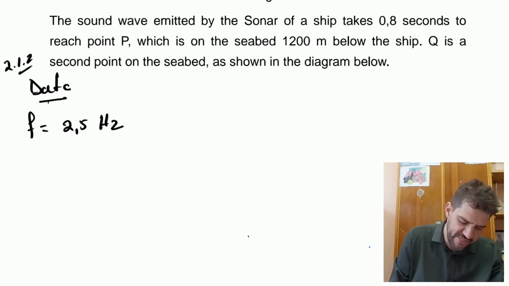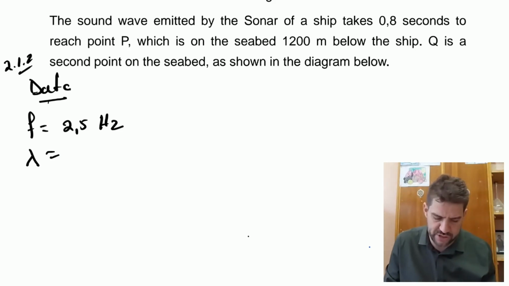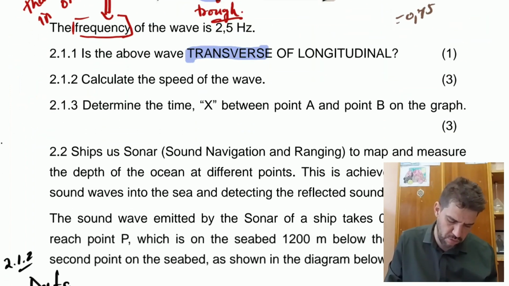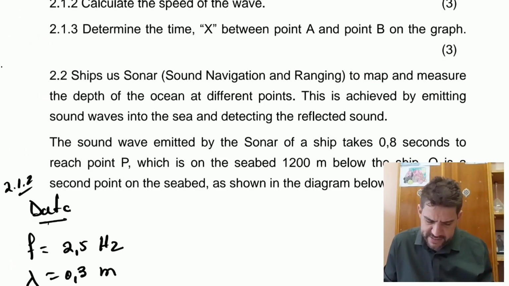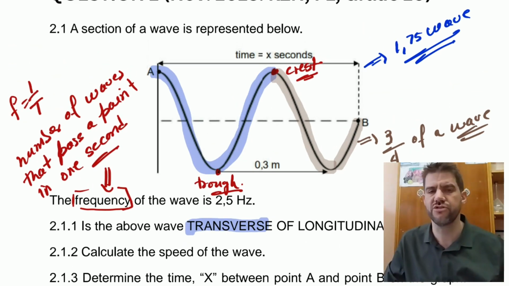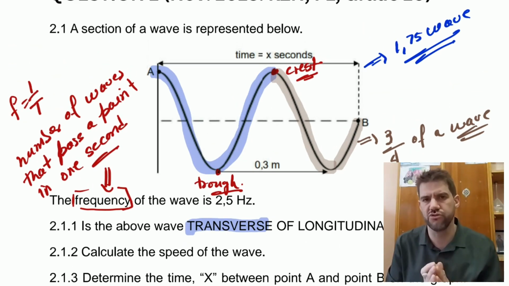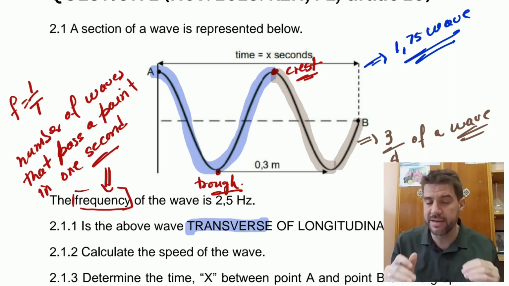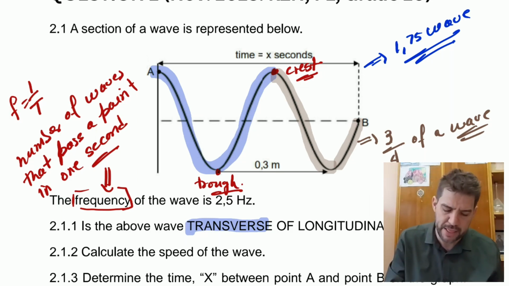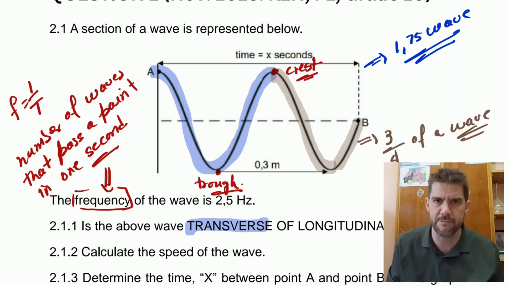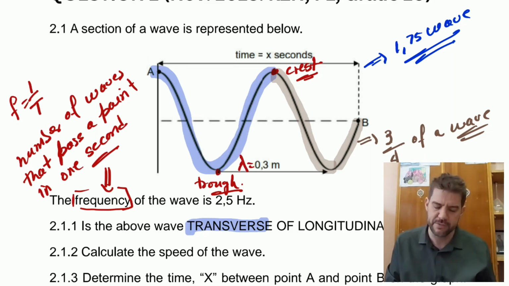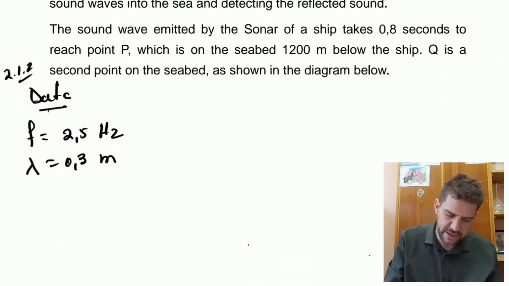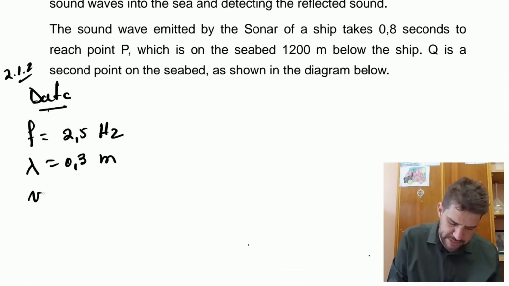We also have the wavelength, and I'm going to show you just now in the graph. It's 0.3 meters. The wavelength is the distance between any two consecutive crests or any two consecutive troughs. The wavelength, by definition, is the distance between any two consecutive points that are moving in phase. So this one is the wavelength, and it's also given to you. It's 0.3. You're looking for speed.